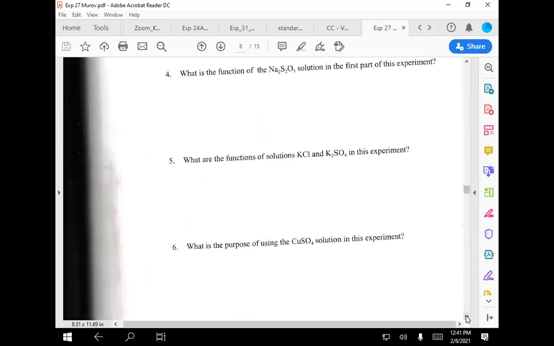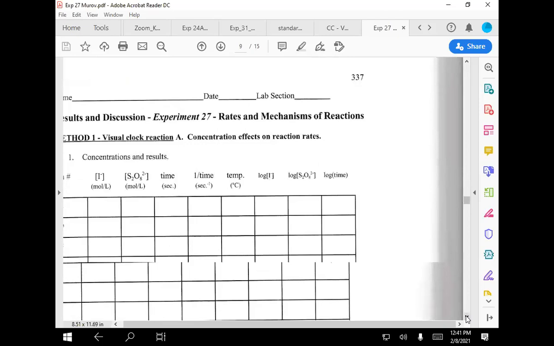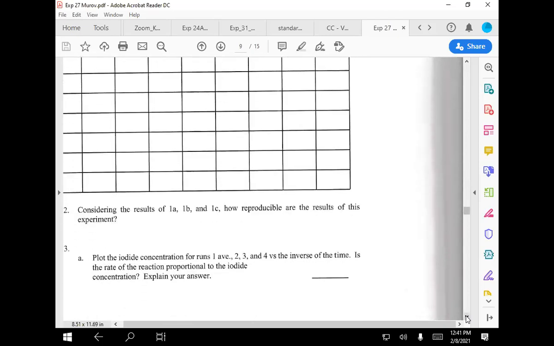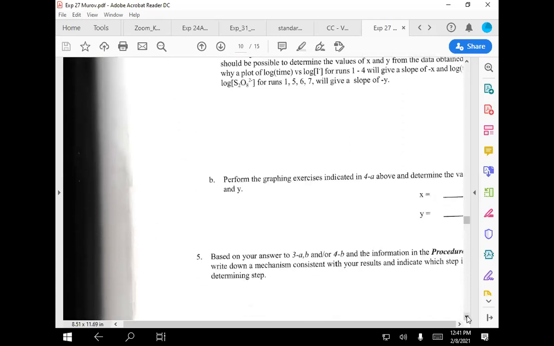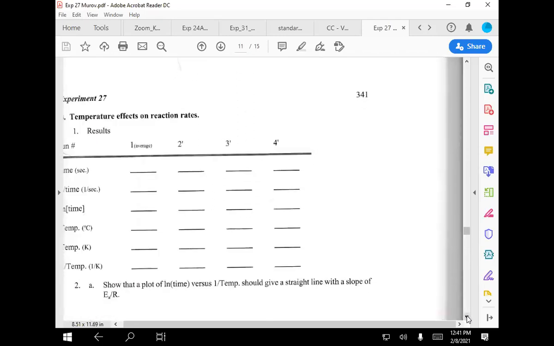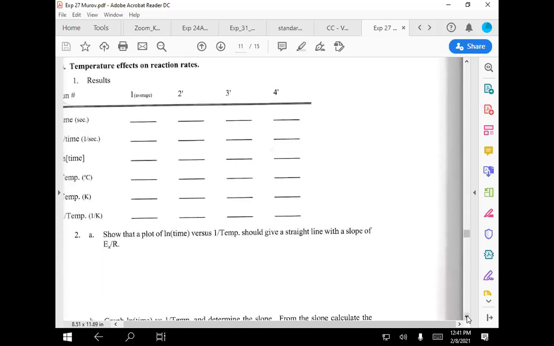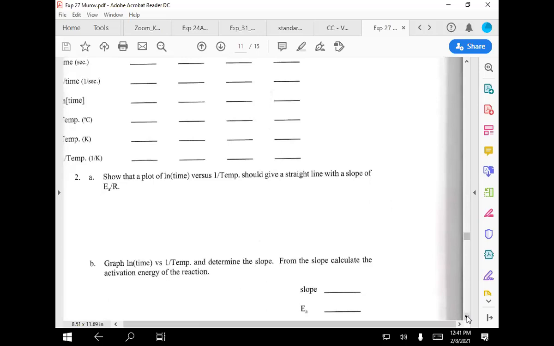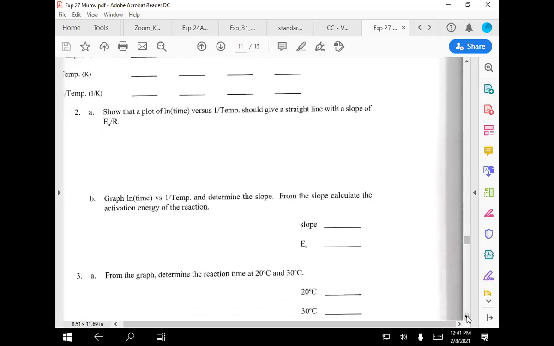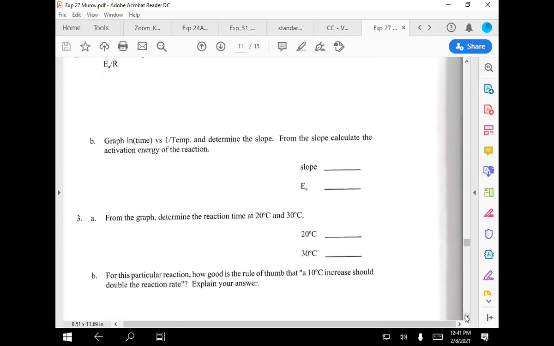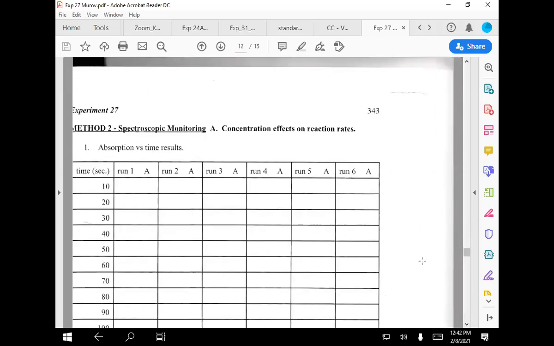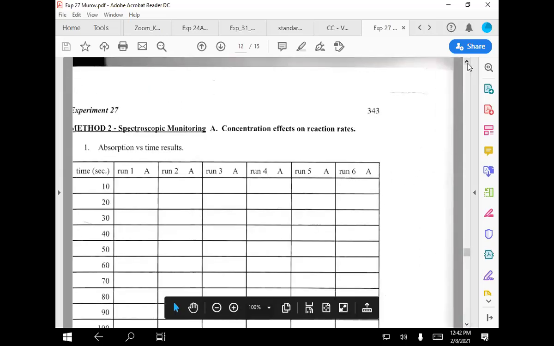Okay, so we're answering all these questions. Oh, those are the pre-labs. Answer the pre-labs, fill out the table. You're answering all the post-lab questions for method 1. And again, anytime it says graph or plot, then we have to do those graphs. Another graph. And you can do all of those in Excel. And you want to answer every single question. Okay, that's method 2. We don't care about method 2.